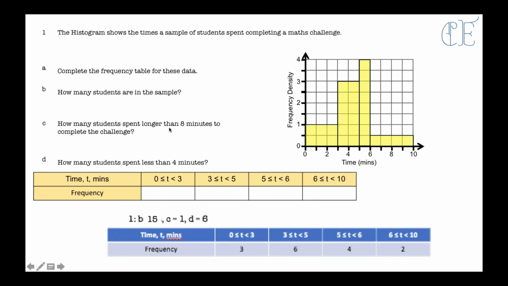C, how many students spent longer than 8 minutes? So that's 2 times 0.5, which is 1. And D, how many students spent less than 4 minutes? Well, that's the area of this, add the area of just this section, giving us 6. So well done if you got all of those right.